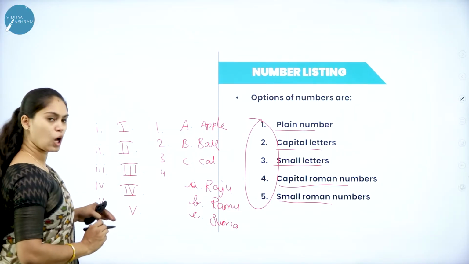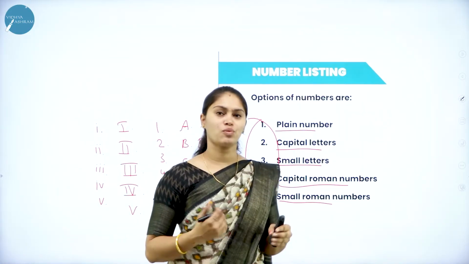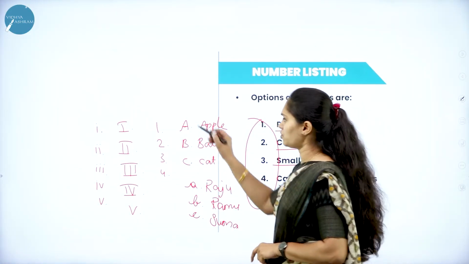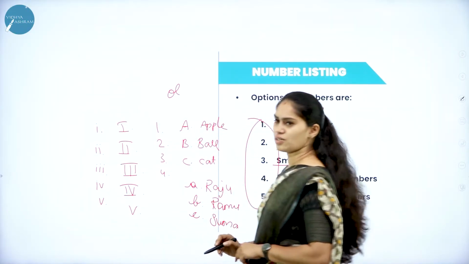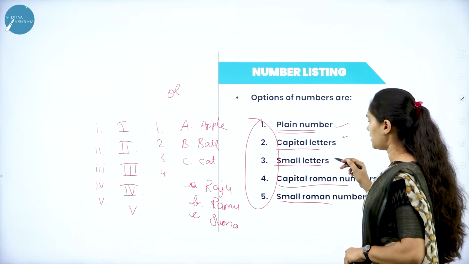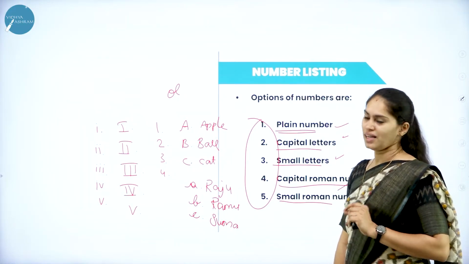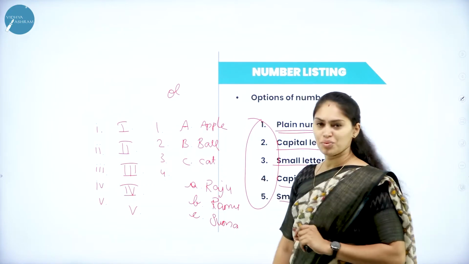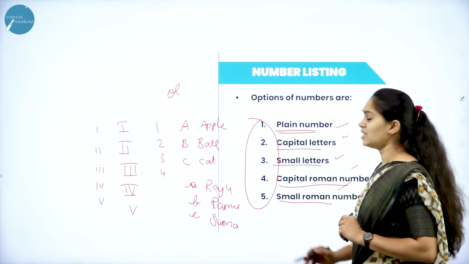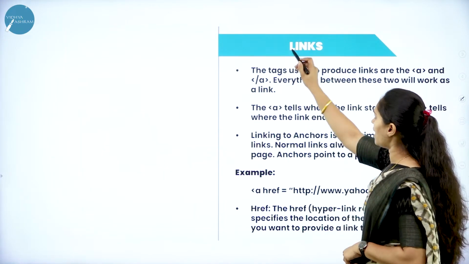So this is how it will look to have this number listing. We are going to use all these attributes with the OL tag for the listing purpose. It includes plain numbers, capital letters, small letters, capital Roman numbers, and even small Roman numbers. So these are the options we can get when we want to list any content on the web page. So next, what we have is links.